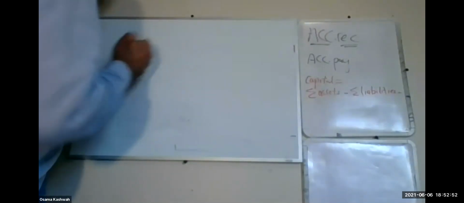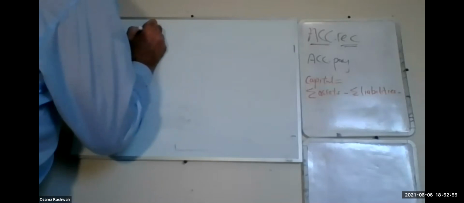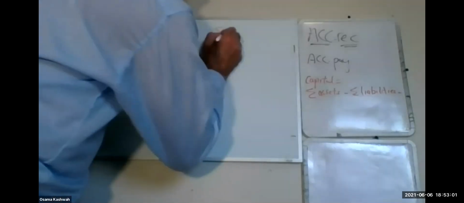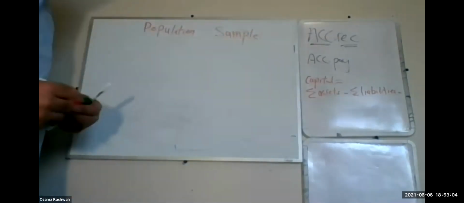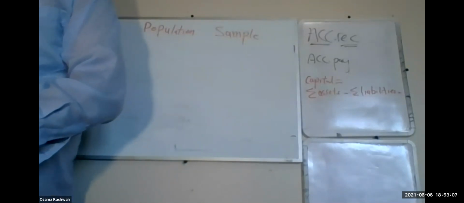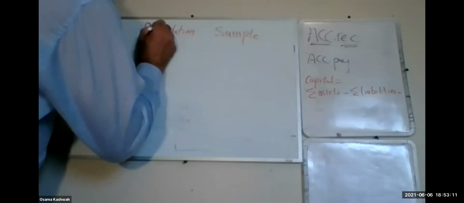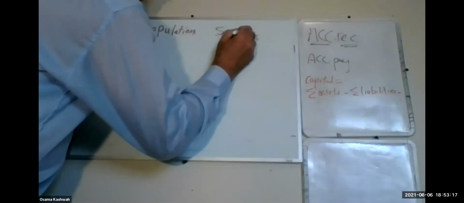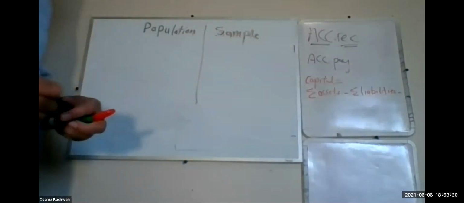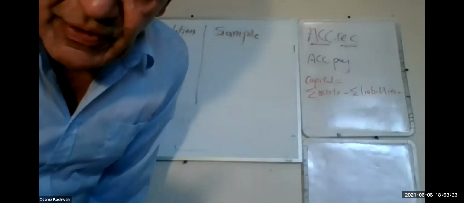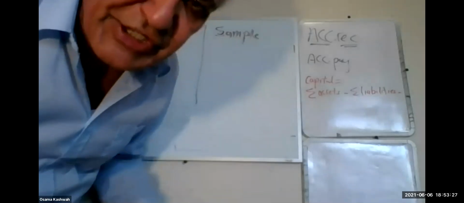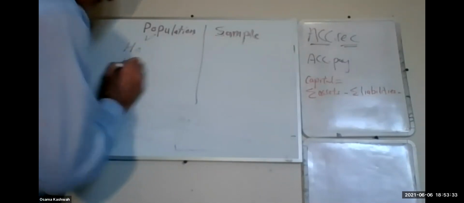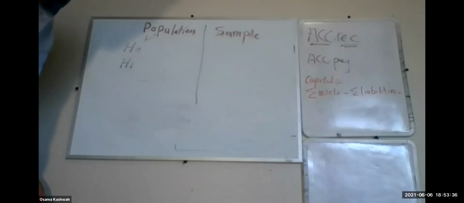We have population and we have sample. Usually we formulate the null hypothesis and hypothesis one from the population, not from the sample. So those are what we will use to make H0 and H1.